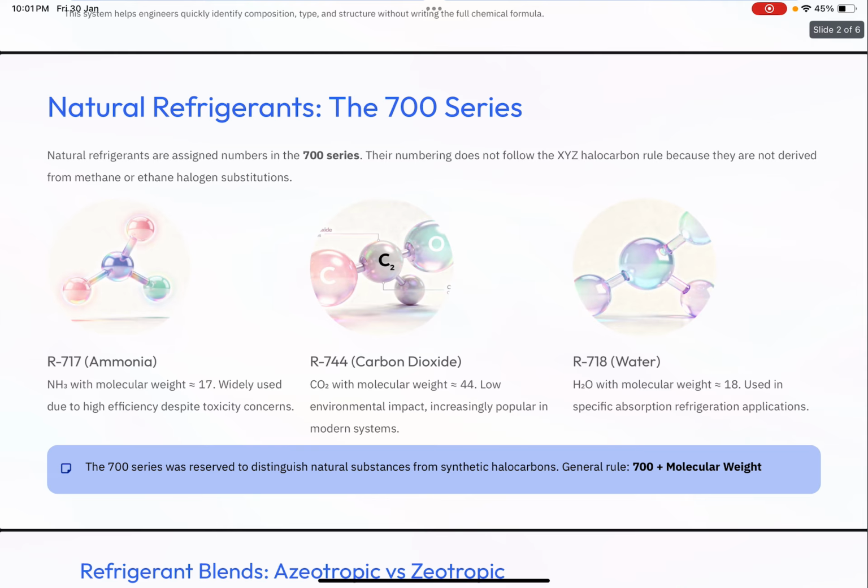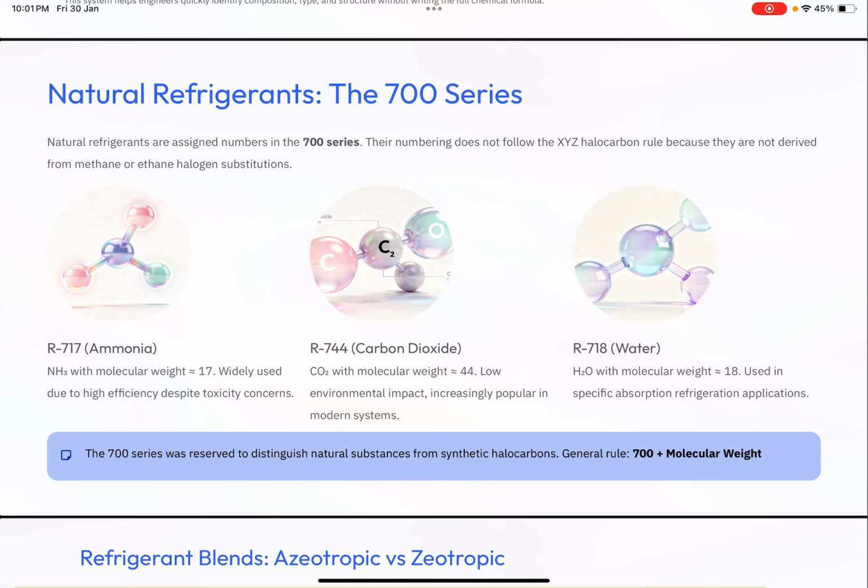The other important refrigerants, which are not obviously halocarbons, are the natural refrigerants, and they are named differently. For that, a very simple system is used. 700 series is reserved for the natural refrigerants to distinguish them from the synthetic halocarbons. The general rule is 700 plus the molecular weight. So in case of ammonia, being a natural refrigerant, the name would be 700 plus the molecular weight of ammonia, which is 17. So the nomenclature of ammonia is R717.